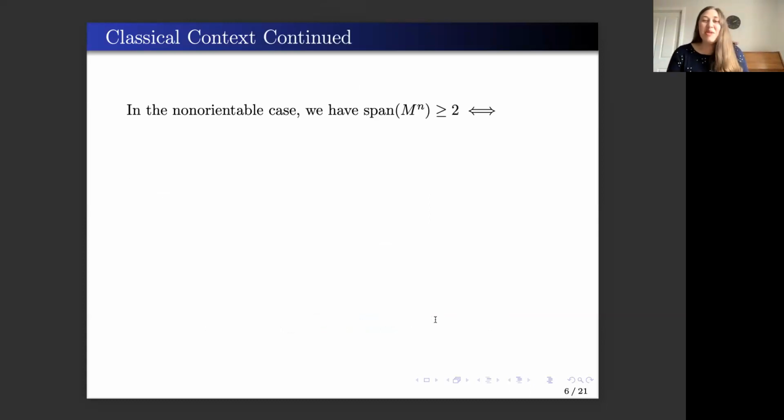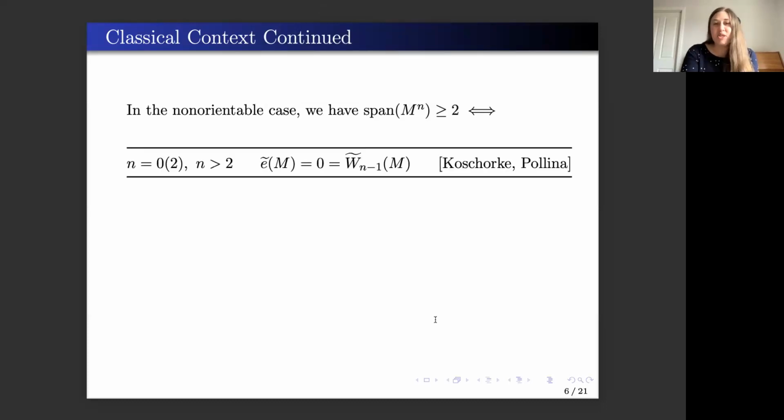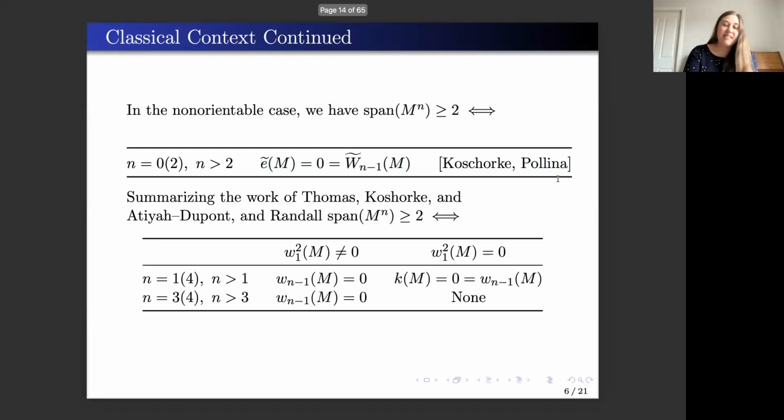I won't explain too much about the non-orientable case, but we do also have some information when the manifold is non-orientable. So when n is even, you require the twisted Euler class to vanish and the integral twisted (n-1)st Stiefel-Whitney class to vanish. This was first proved by Koschorke in his crazy book, and I think no one really read the part that had this in it. So Koschorke later proved this using different methods. And then we know stuff in the other cases, but I won't explain this.